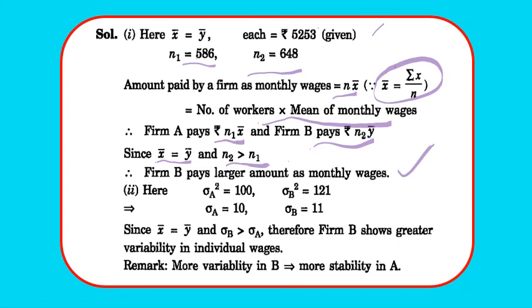And second, we have to check variability. Now sigma A square is 100, so sigma A is 10. Sigma B square is 121, so sigma B, that is the standard deviation for firm B, is 11. Now since their means are equal, x bar is equal to y bar, and the standard deviation for firm B is greater than the standard deviation for firm A. Therefore firm B will be showing greater variability, because we learned in coefficient of variation that the group having more CV will be more variable. So here the coefficient of variation of firm B is greater, so it shows greater variability in individual wages. Clear? So pause and note down the solution.